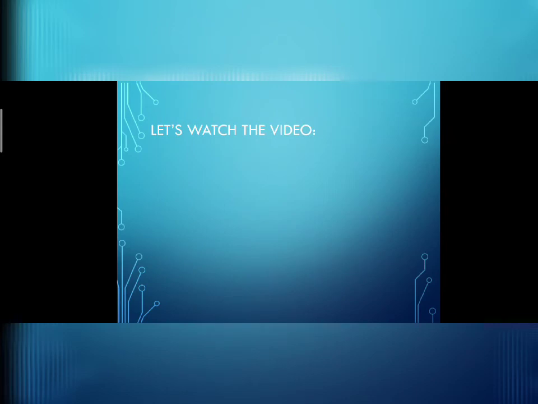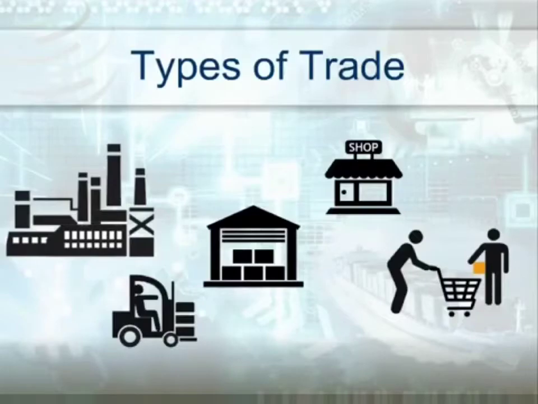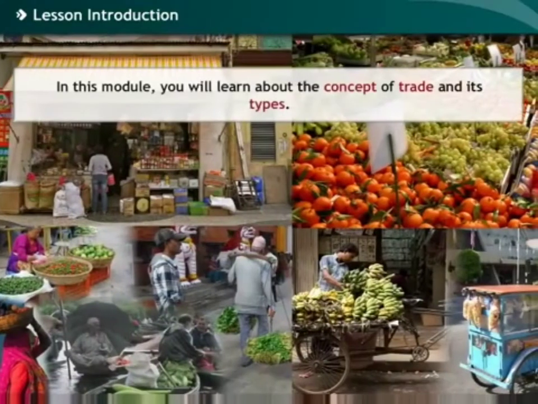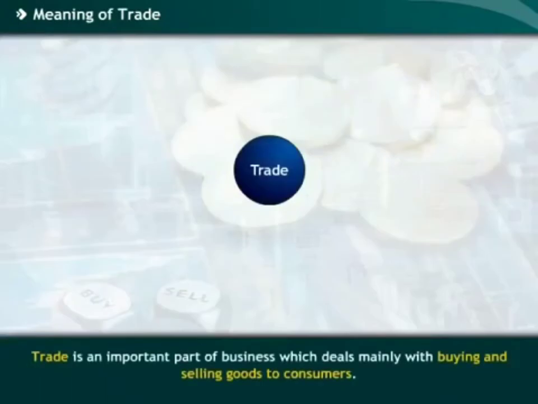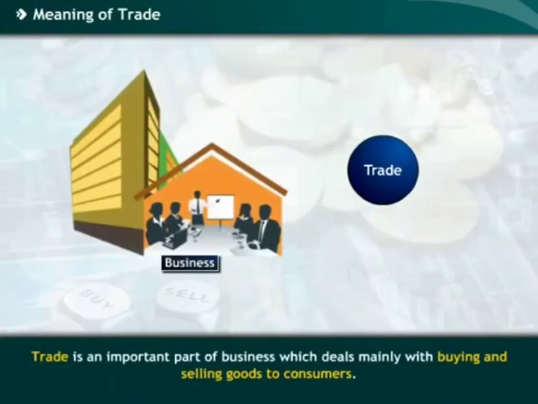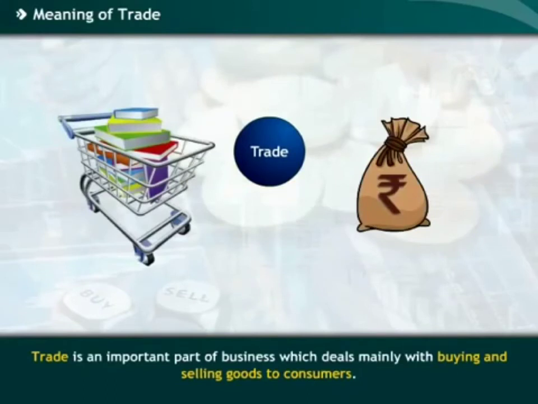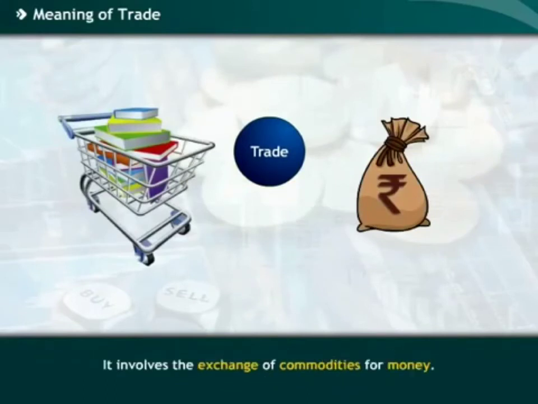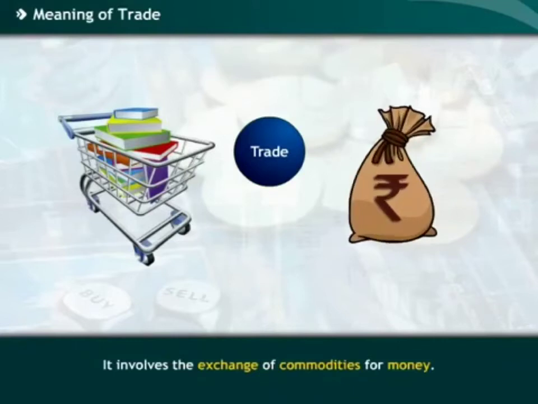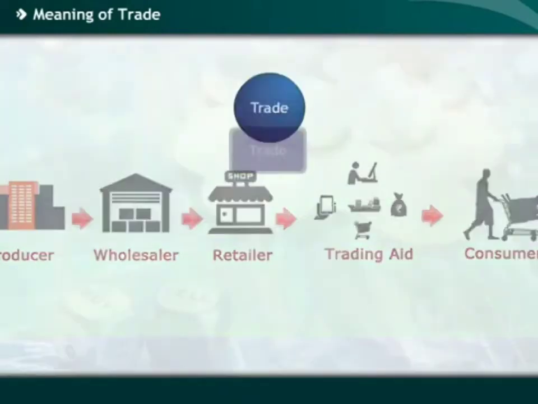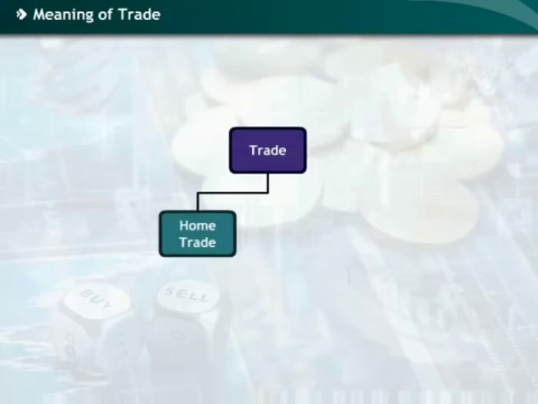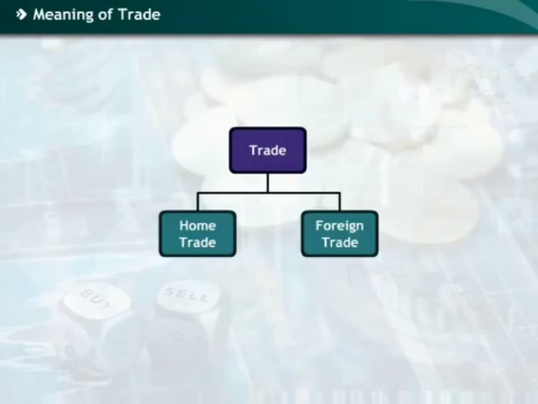So let's watch the video for more clarification or for more details. Types of trade. In this module, you will learn about the concept of trade and its types. Trade is an important part of business, which deals mainly with buying and selling of goods to consumers. It involves the exchange of commodities for money. Traders link producers to the consumers. Trade may be classified into home trade and foreign trade. Let us understand each of these types in detail.